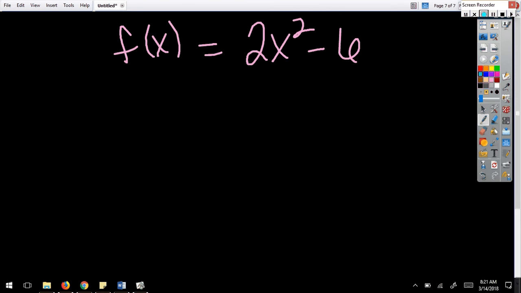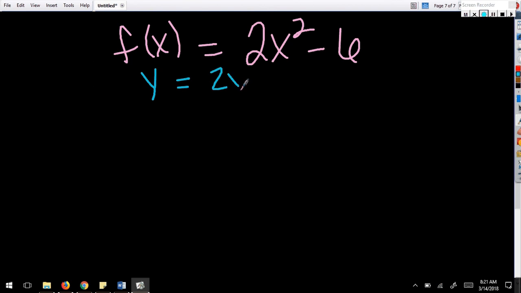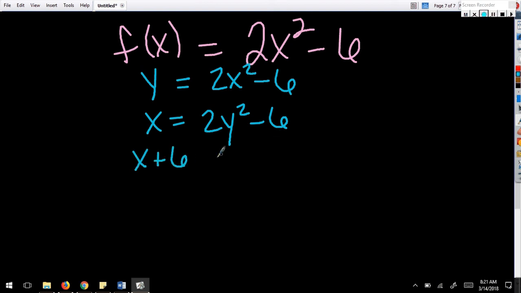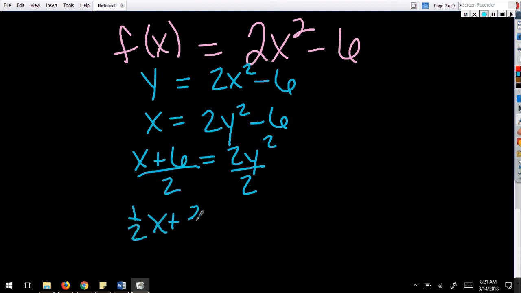What did you do first? Add that 6. I'm going to change this to a y, and then I'm going to switch them around. I'm going to say x equals 2y squared minus 6. Now, Ben, you're absolutely correct. Add that 6 to both sides. Now what? Divide by 2. Anna says divide 2. Now do you move the square? Yes, Ben.